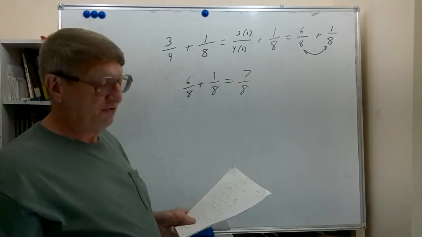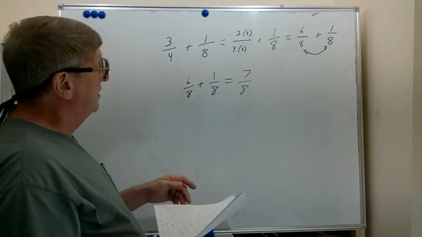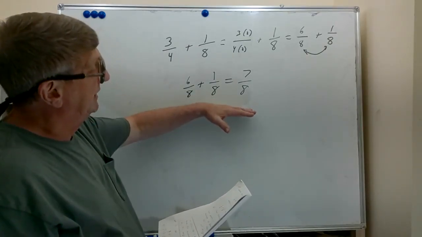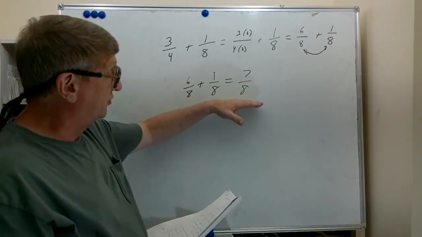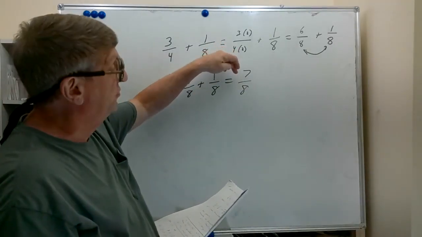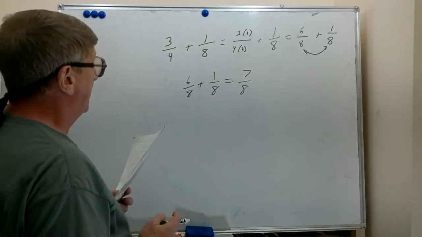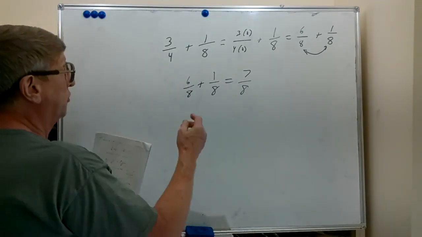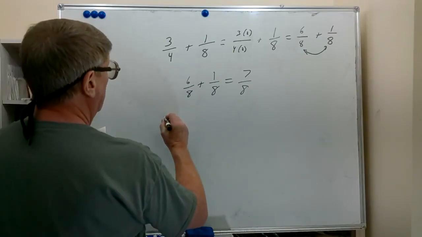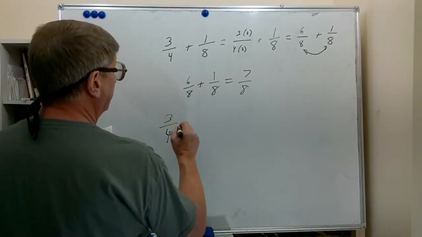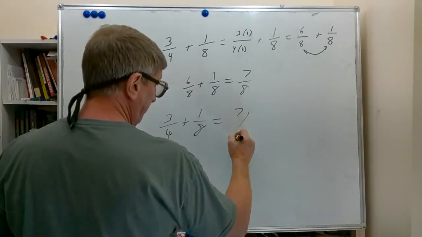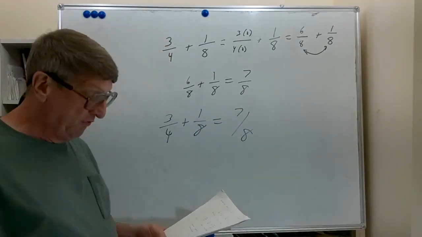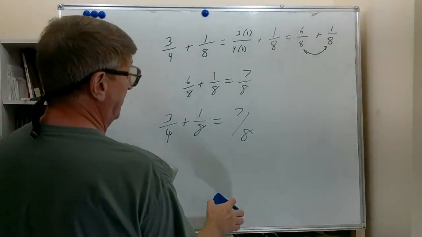Well, 8 is not divisible by 7, so we know that we have got the final answer in lowest terms. There are no common factors in the numerator and the denominator. So we have completed our problem, and we know that 3/4 plus 1/8 is equal to 7/8. We've arrived at a successful answer for our question.